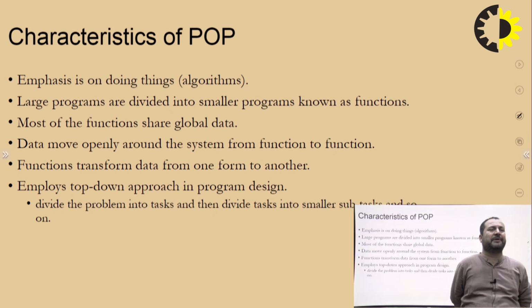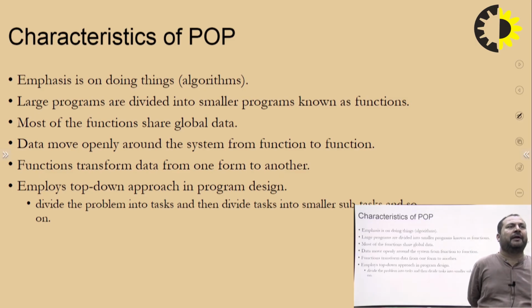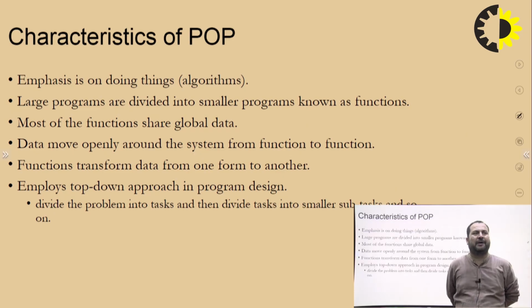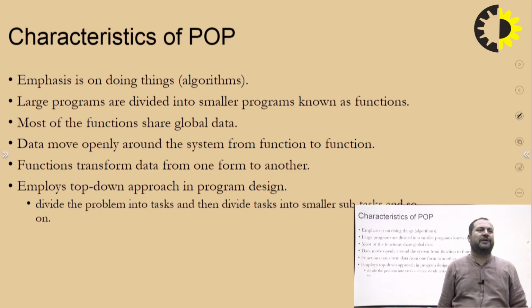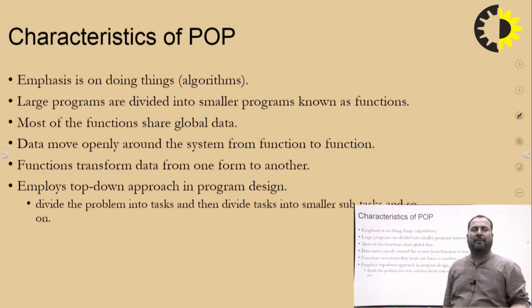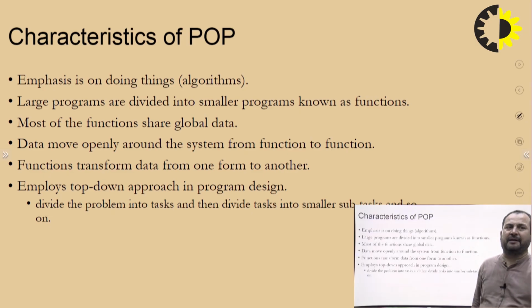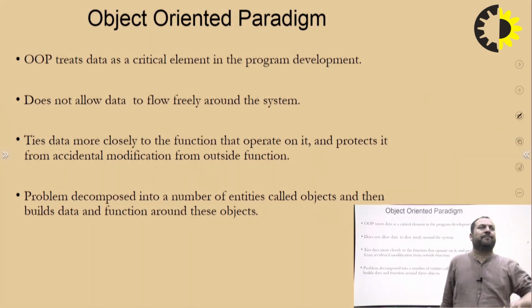These are a few characteristics of procedure-oriented programming. The emphasis is on doing things, that is, on the algorithm. Large programs are divided into smaller programs known as functions. Most of the functions share global data. Data moves openly around the system from function to function. Functions transform data from one form to another, and it implies the top-down approach in programming design. A problem is divided into tasks and then into smaller sub-tasks and so on. This way of doing is procedure-oriented programming.